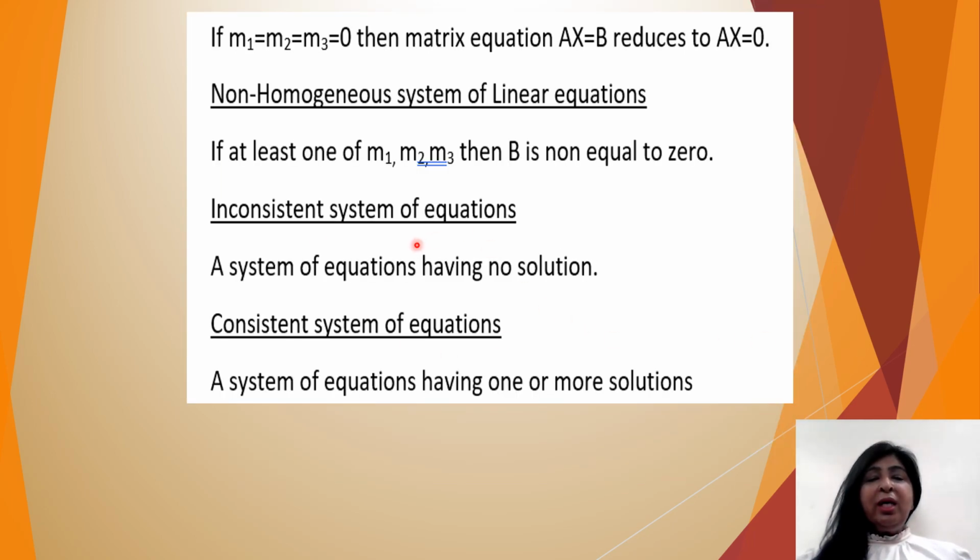Now, what do you mean by inconsistent system of equations? A system of equations having no solution is said to be inconsistent system of equations. And a system of equations having one solution or more solutions, then it is said to be consistent system of linear equations.